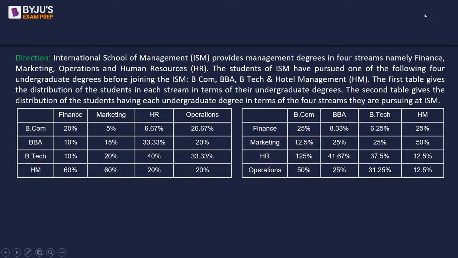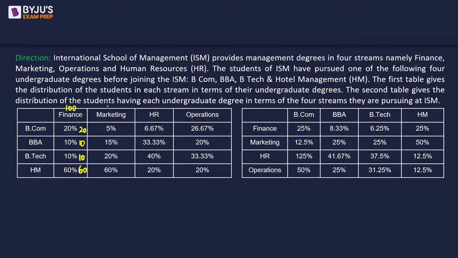The first table gives the distribution of the students in each stream in terms of their undergrad degrees, and the second table gives the distribution of the students having each undergrad degree in terms of the 4 streams they are pursuing at ISM. So what it means is, suppose there are 100 students in finance. Out of those 100, 20 people came from BCom background, 10 people came from BBA, 10 from BTech, and 60 from HM. So that overall it's 100.